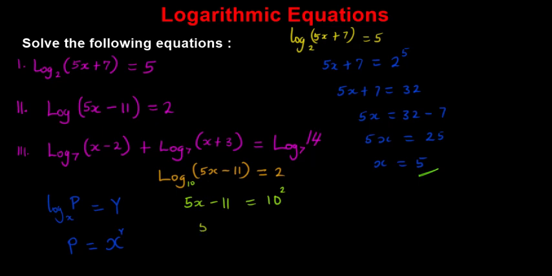This 10 raised to the power of 2, the log is no more there. Then we have 5x is equals to 100 plus 11. And that gives us 5x is equals to 111. Where x is then equals to 22 whole number 1 over 5. That's the value of x for this second question.